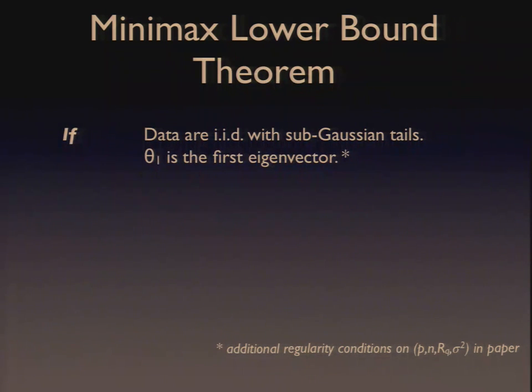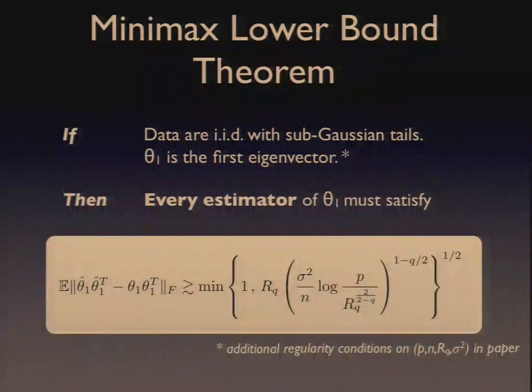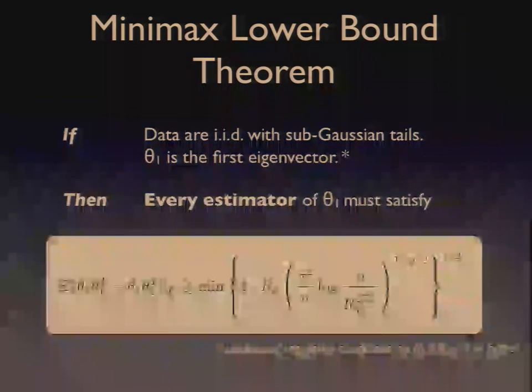And the other assumption is that theta 1, the first eigenvector, belongs to an Lq ball. And we have some regularity conditions on p, n, and Rq. But those are a little hairy, difficult to explain, so look at the paper. Under these assumptions, we've been able to show that any estimate of theta 1, which I'm calling theta hat 1, has to obey this error bound. On the left-hand side is the error of the estimator. On the right-hand side is this somewhat complex quantity.